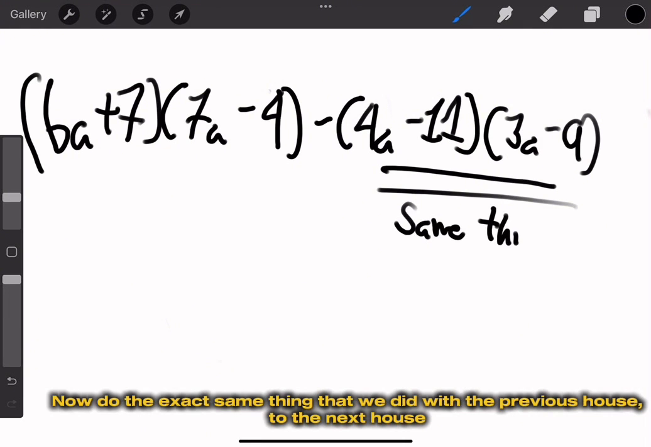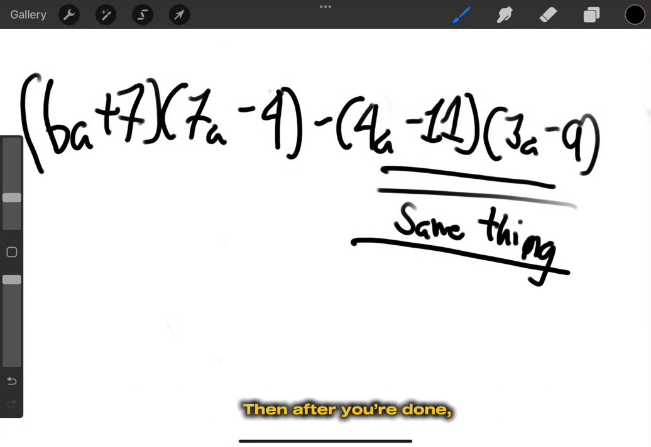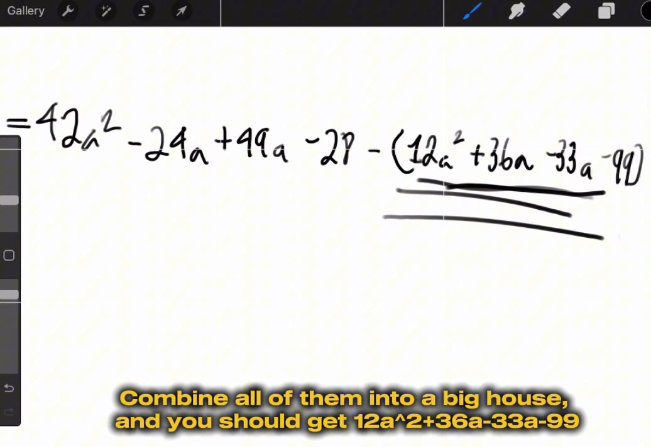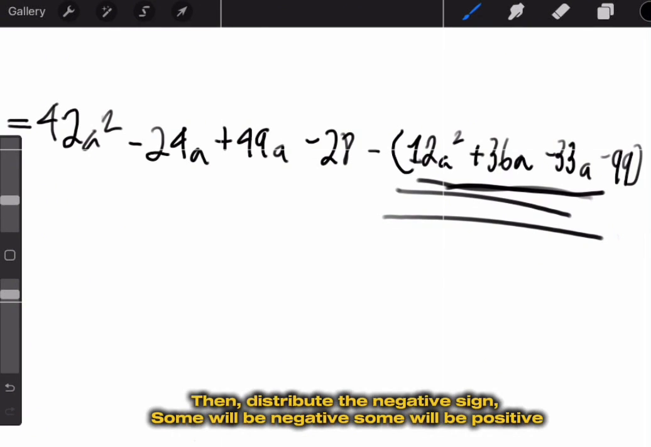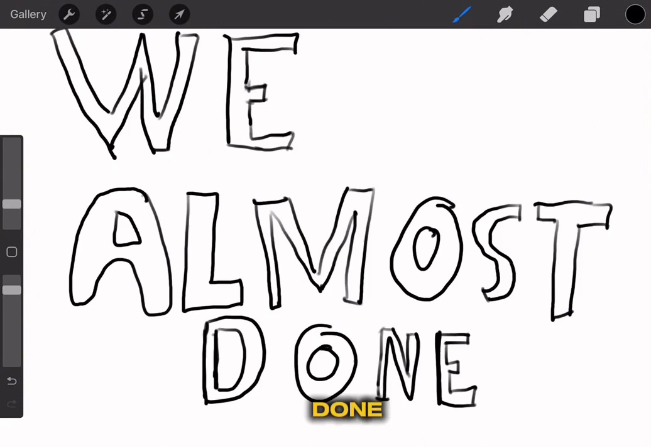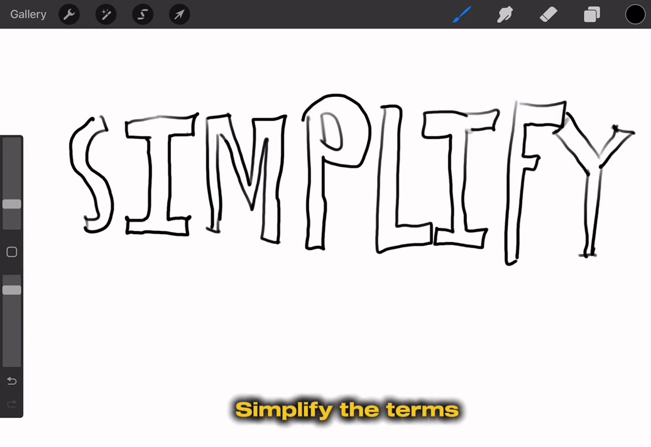Now do the exact same thing that we did with the previous houses to the next houses. And then after you're done, combine all of them into a big house. And you should get 12a squared plus 36a minus 33a minus 99. Then, distribute the negative sign into that house. Some became positive while some became negative. Alright guys, we're almost done. So now all we need to do is simplify the terms.